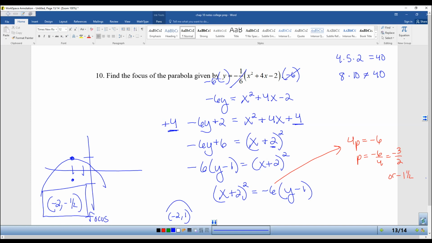This is, by the way, the hardest of the 3. So we'll do parabolas, ellipses, hyperbolas. If you can get through parabolas, you're set. This is by far the hardest one. Ellipses and hyperbolas are a piece of cake.